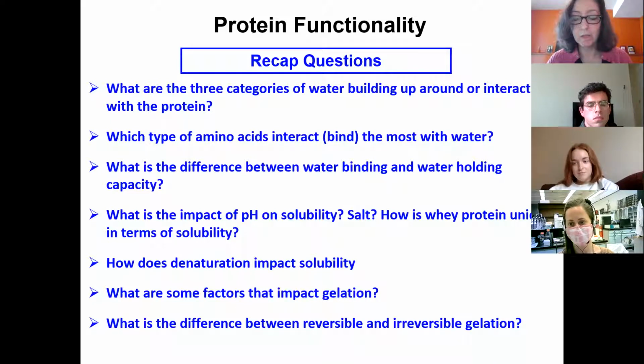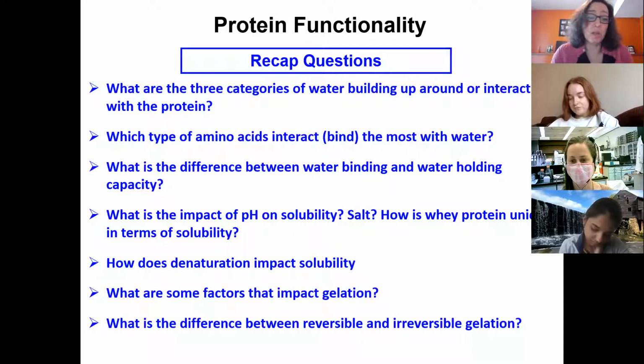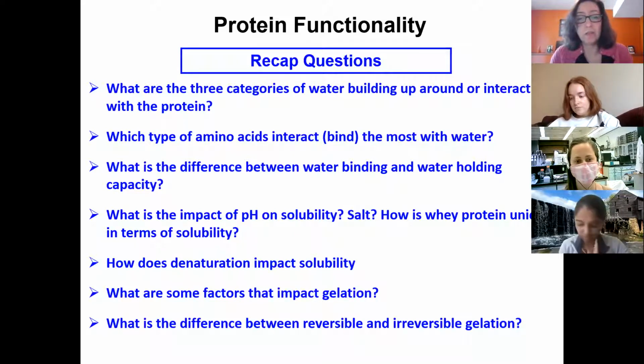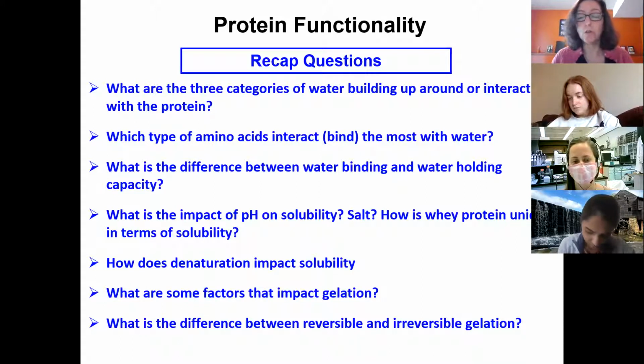Would anybody like to answer this? Aggregate. Yeah, you would form maybe a gel, but it's more like a turbid aggregate, not a smooth gel. So you want to go away from the isoelectric point, but at the same time, you don't want the protein to be too charged, because then there will be repulsion.